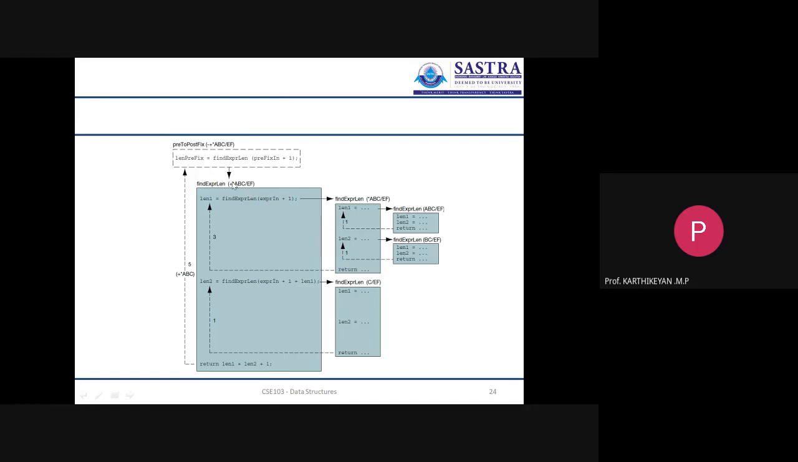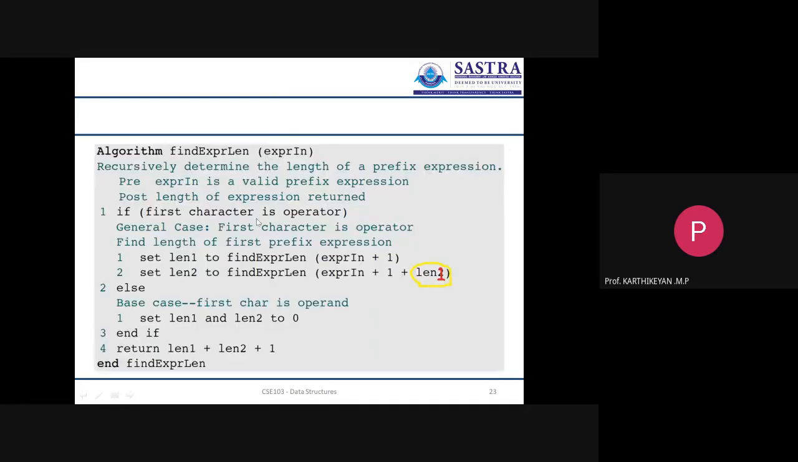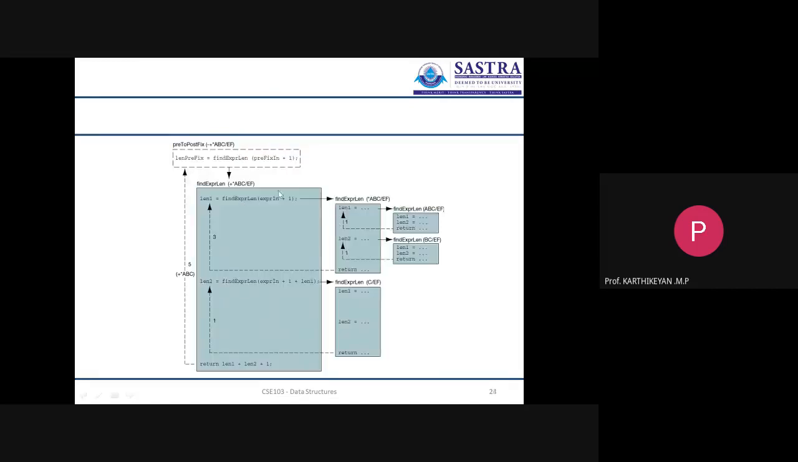Now in this algorithm, if the first character is an operator, it means it is a sub expression. It contains more than one character. That is the meaning. So we need to find length 1 and length 2 using recursion. Except the first character, from the second character onwards, the expression in plus 1, it again recursively calls find expression length. See here, find expression length, expression in plus 1.